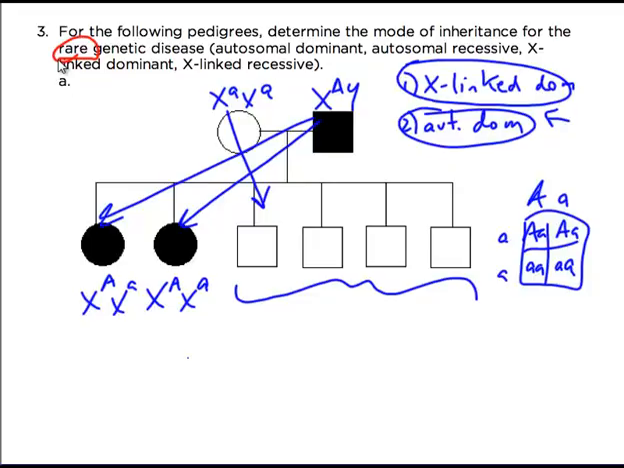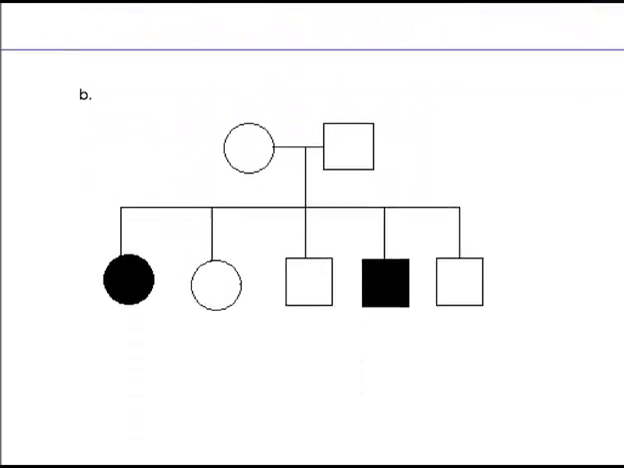So we're going to say here that if we have to choose, X-linked dominant makes the most sense. It's not impossible that it would be autosomal dominant. There's a certain probability this scenario would occur, but there's a lot greater probability of it being X-linked dominant. Okay, let's go to the next one.